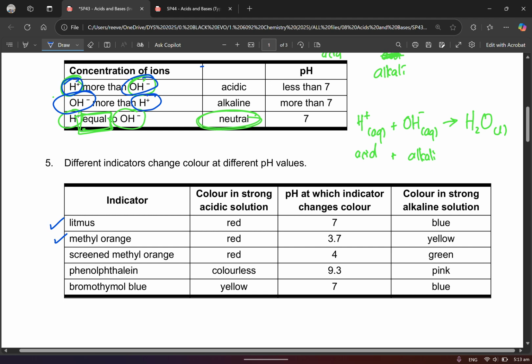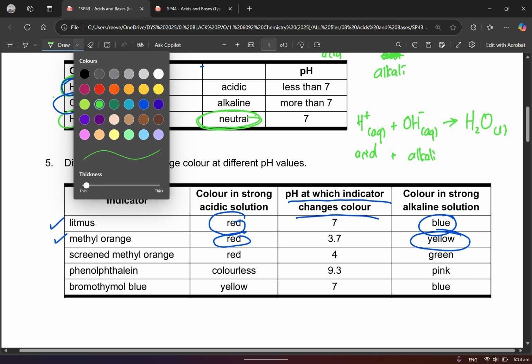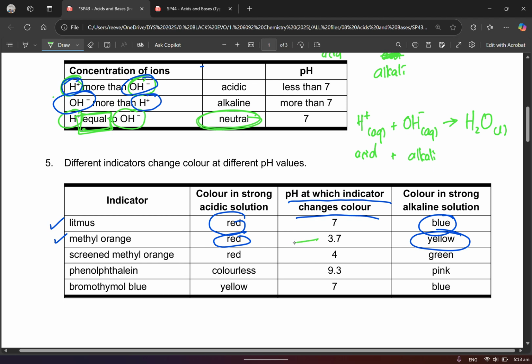So methyl orange is the indicator. It can test whether something is acidic or alkaline. If it's acidic, it will be red. If it's alkaline, it will be yellow. For litmus paper, acid will appear red and alkaline will appear blue. Then what is this thing called pH at which indicator changes color? It means that any number less than 3.7, 3.6, 3.5, 3.2, 2.3, any number that is below 3.7, you will have red color.